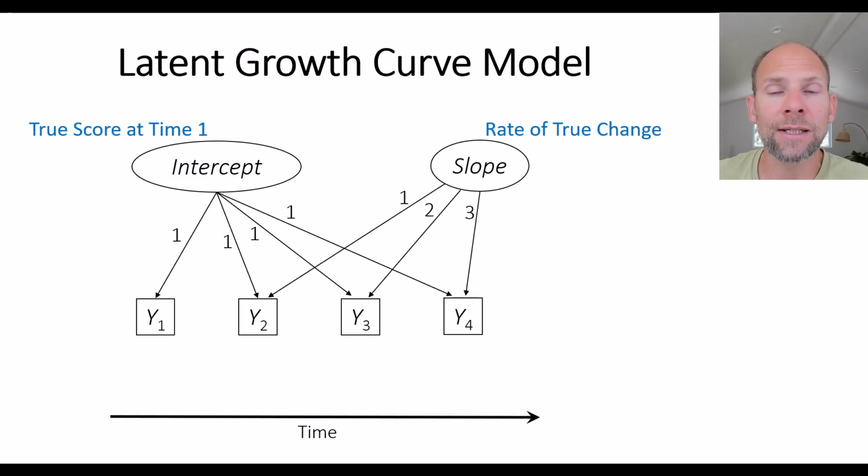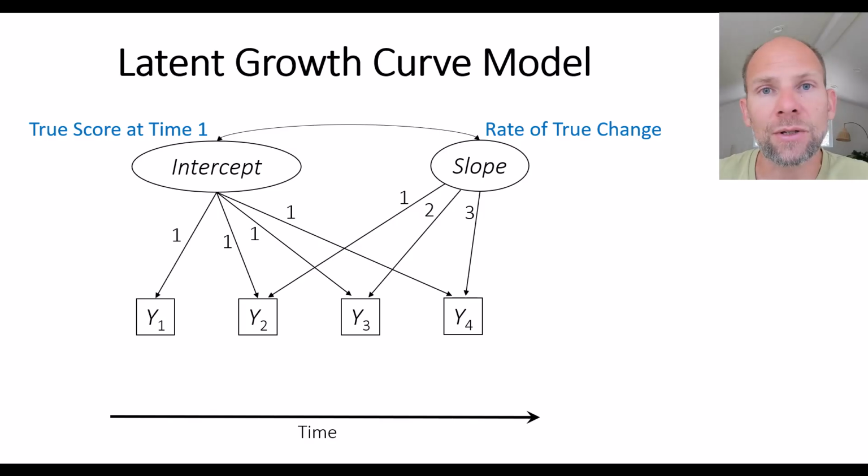Also, there are models that have more than one slope factor. For example, if you wanted to model quadratic or U-shaped growth, then you would have to add another slope factor where the loadings would be t minus 1 squared. So this is a simple example where we're assuming linear growth for all individuals.